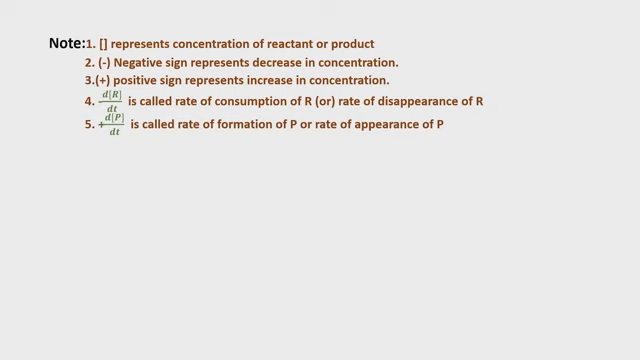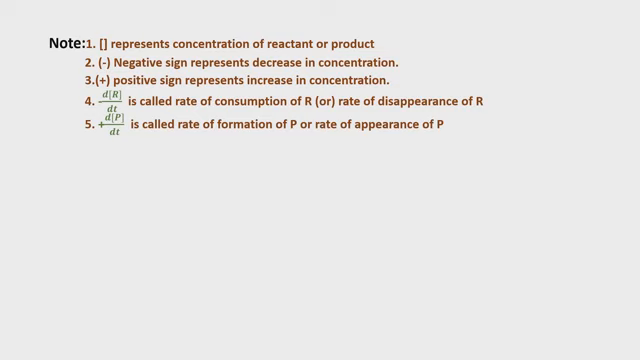Square brackets represent concentration of reactant. Negative sign represents decrease in concentration. Positive sign represents increase in concentration. Minus dR by dt is called rate of consumption, plus dP by dt is rate of formation.